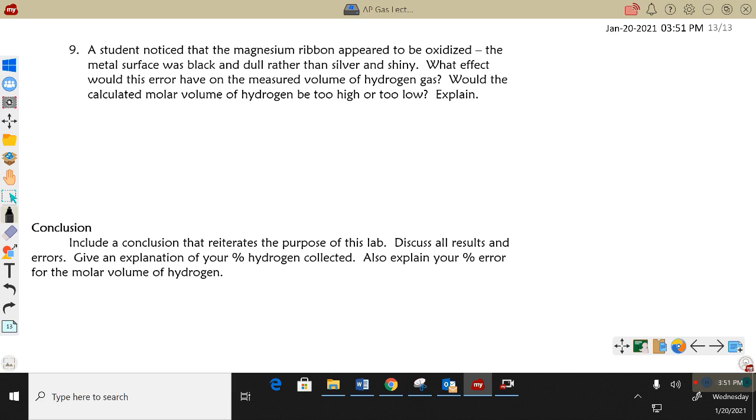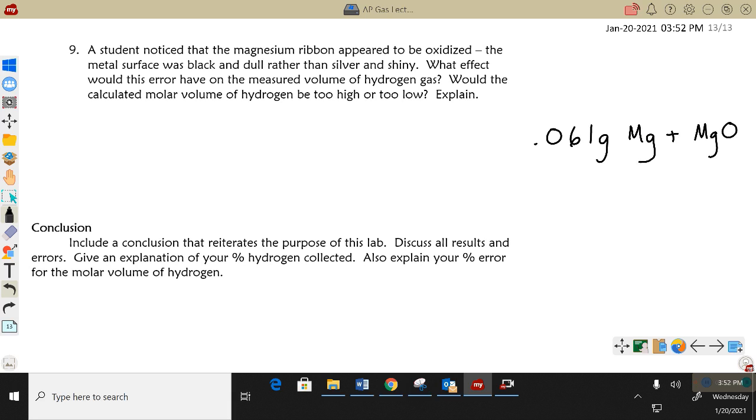Well, this is going to affect the mass. So we measured 0.061, I think? 0.061 grams of magnesium. But I tried to clean mine really well, which hopefully we did an okay job. But if you didn't clean it, then part of that mass is not just magnesium. Part of that mass might be magnesium oxide, which is what I tried to remove.